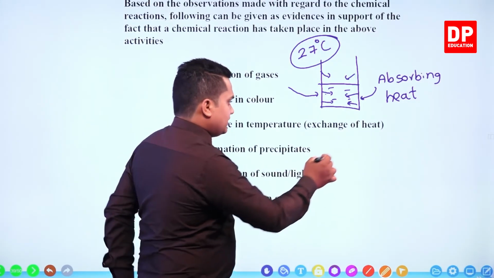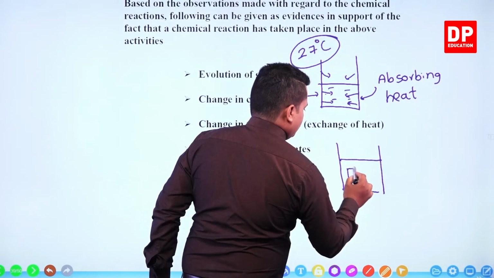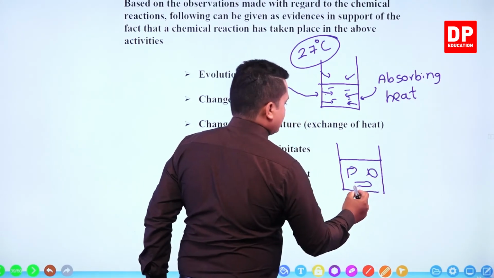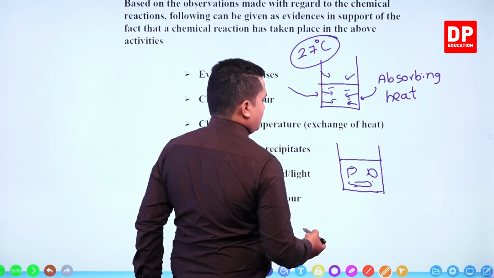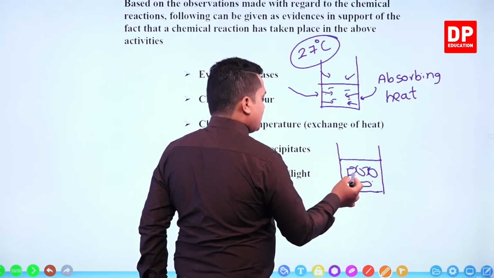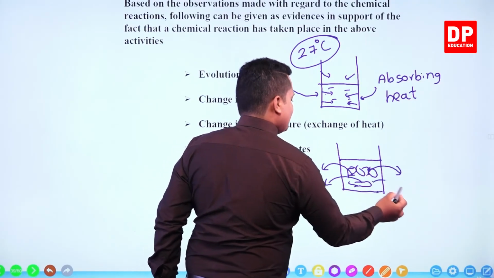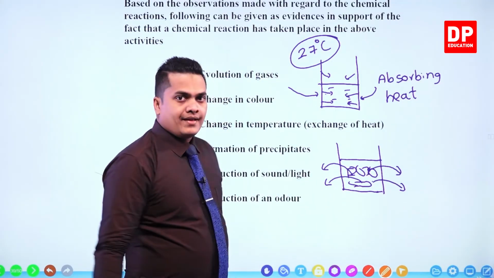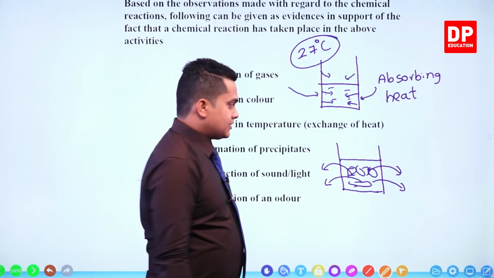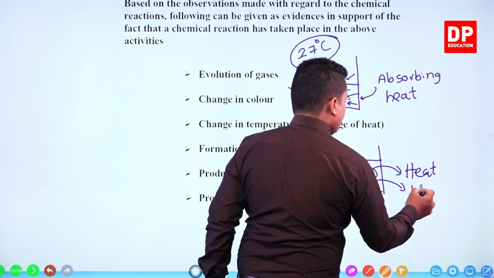Second case, like this way, there are several substances. Now during the chemical change, these substances are going to emit or exit heat. Okay, so heat is given out.